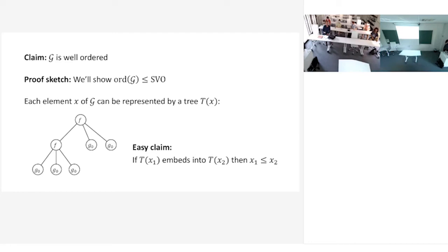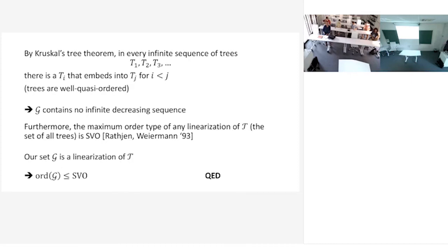And the proof looks at trees, because each element that you construct is basically a tree. And if a tree embeds in another tree, then the first number has to be smaller or equal to the second. And then you apply Kruskal's tree theorem, which says that in every infinite sequence of trees, there is always a tree that embeds into a later tree. And since for Kruskal's theorem you have this small Veblen ordinal, that's the upper bound.